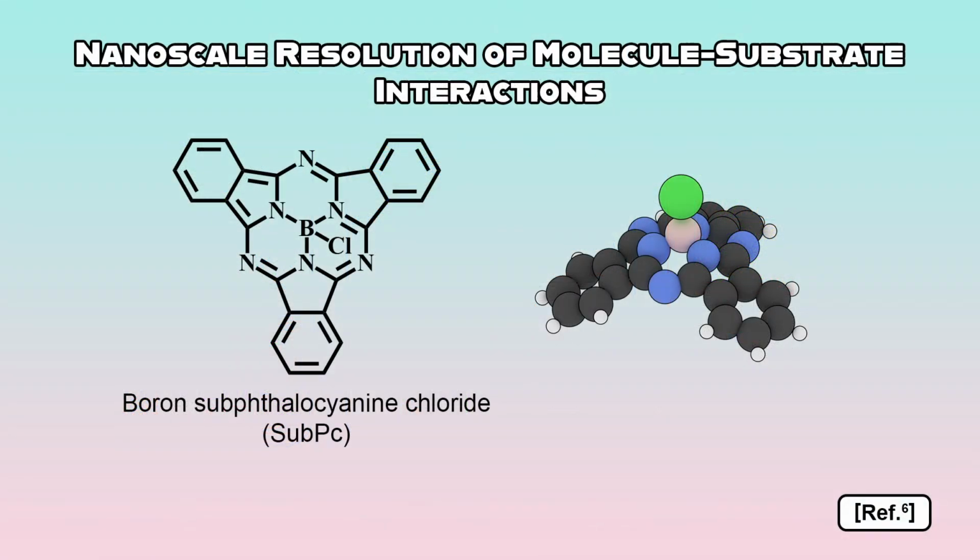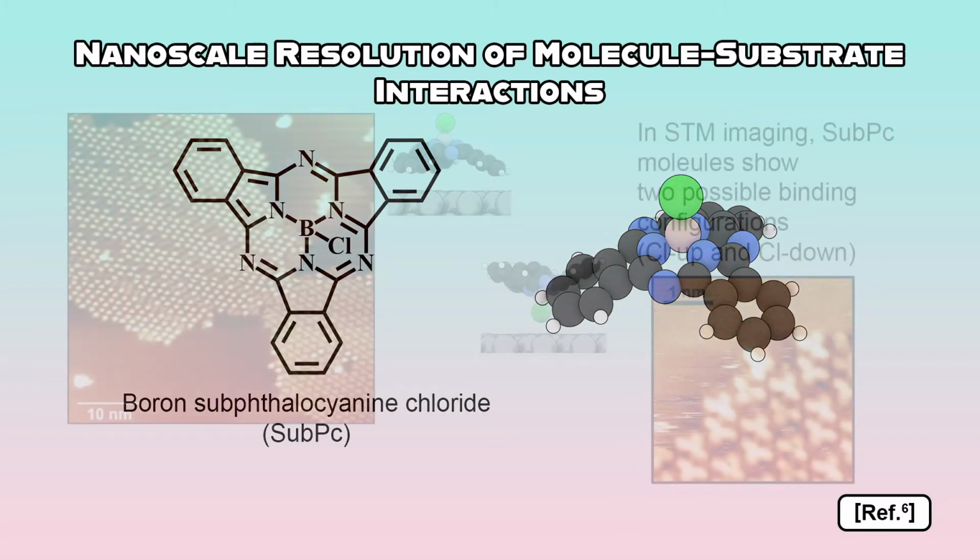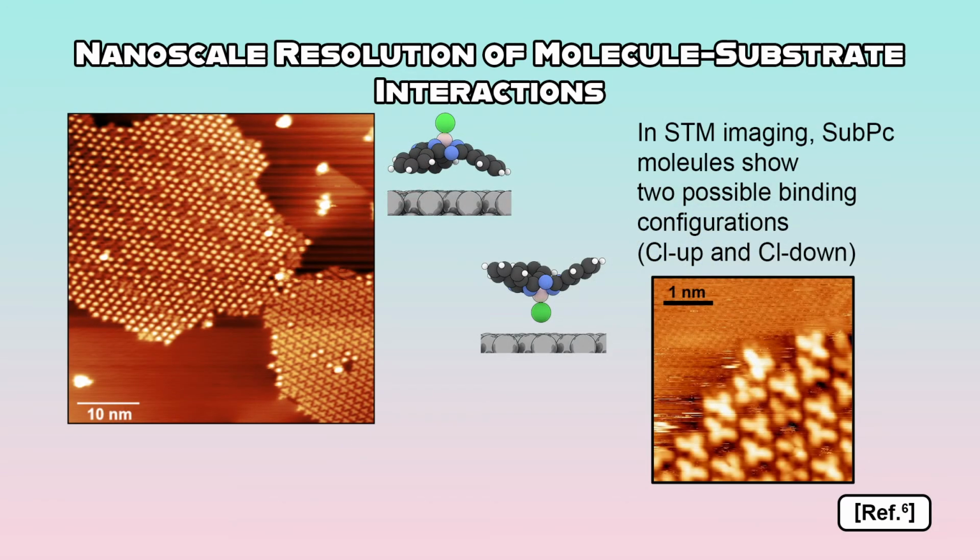Boron subchlorophthalocyanine, or SubPc, is a unique member of the phthalocyanine family composed of 3 isoindole lobes which form a 3-legged bowl structure with a central boron atom that is connected to a chlorine atom, forming a polar boron-chloride bond. On a silver 100 surface, STM imaging identified 2 possible binding configurations for SubPc molecules. Molecules with a bright central protrusion could be identified as a chlorine-up binding configuration, while molecules that lacked a bright center correspond with a chlorine-down configuration.